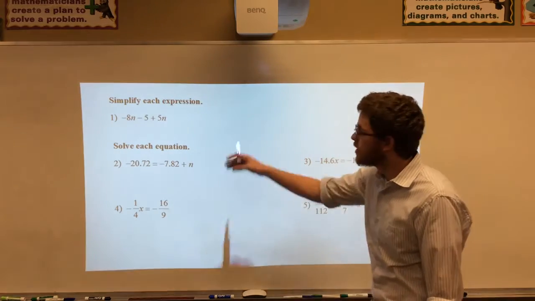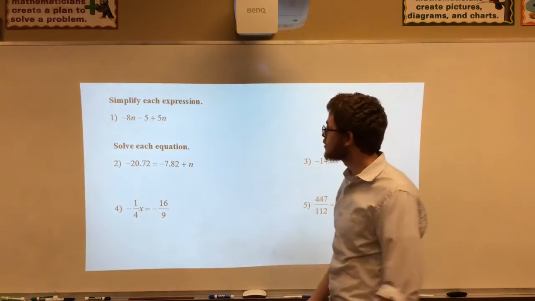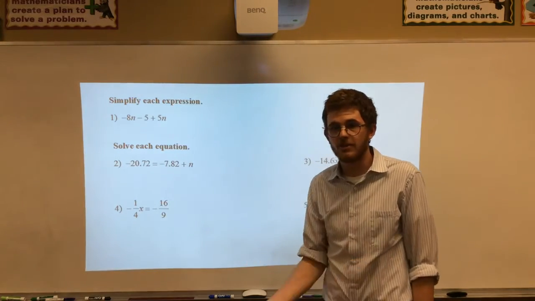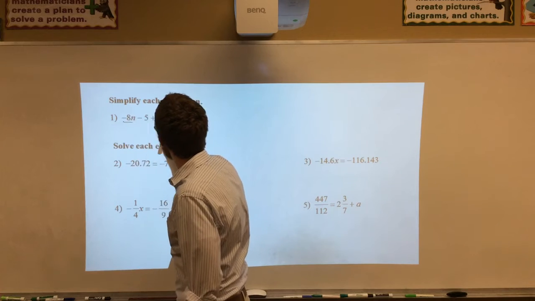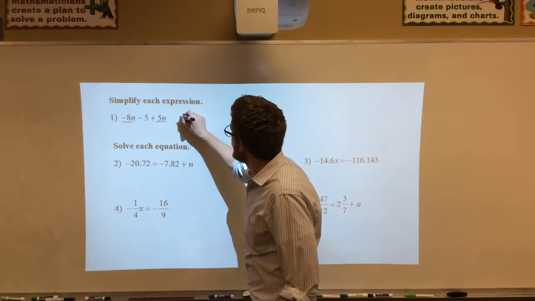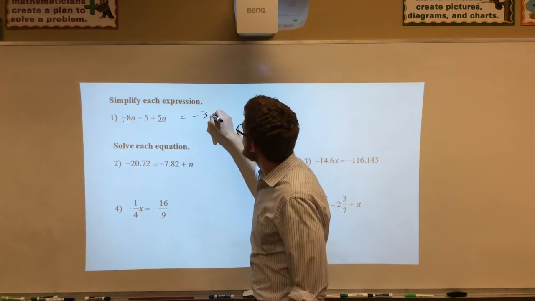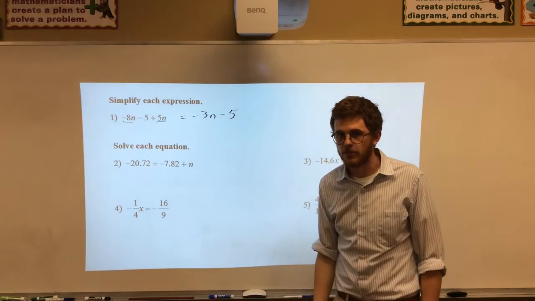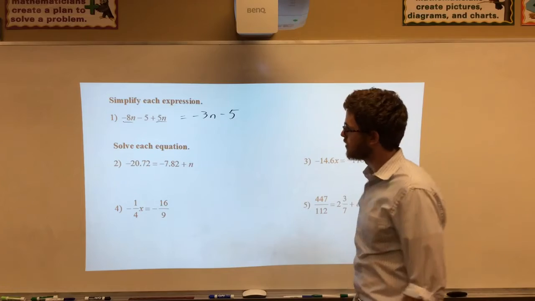So, if we take a look at this first one, it says simplify each expression. Well, here I would combine like terms. That's essentially what we're asking. When we combine like terms, this simplifies to give us negative 3n minus 5. So all we're looking for is combining like terms.